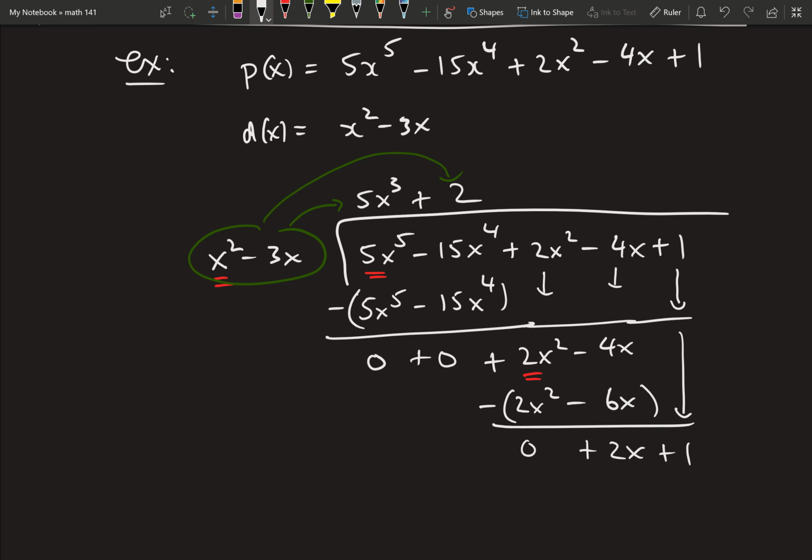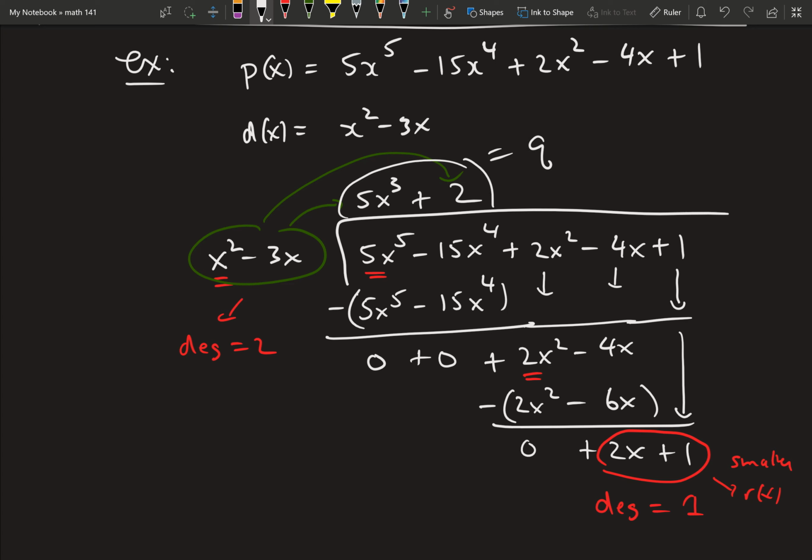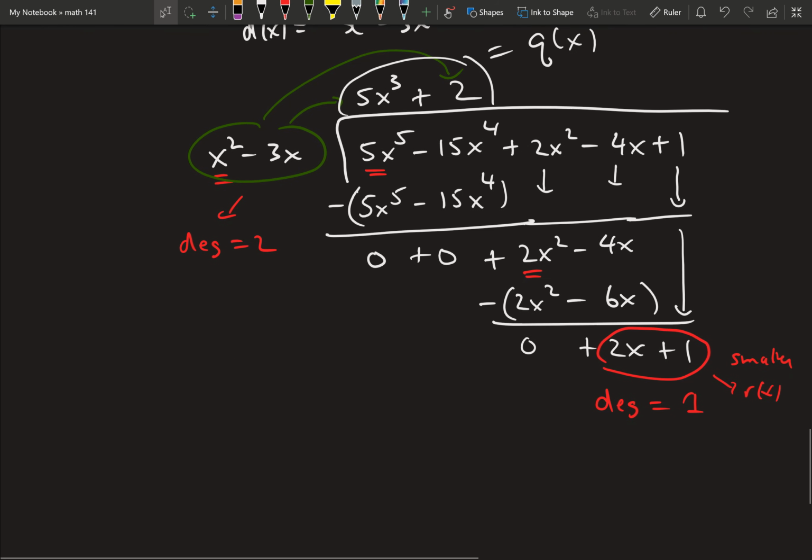And you say, well, notice what's going on here. This term right here, this is a degree 1 polynomial. Our divisor was a degree 2 polynomial, so we've now descended to a place where the degree is smaller. This is smaller degree. So this actually is the remainder. This is the remainder. And this piece right here, this is our quotient. Okay. So how do we write this down?